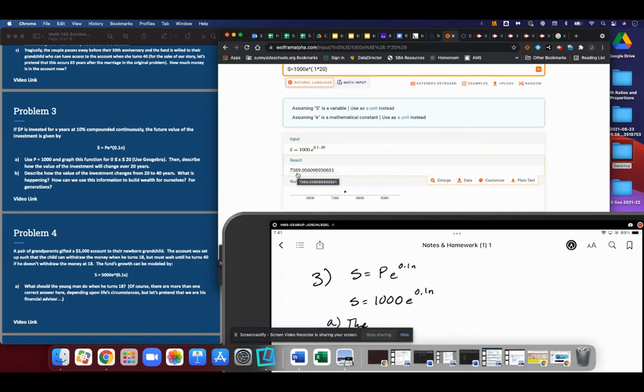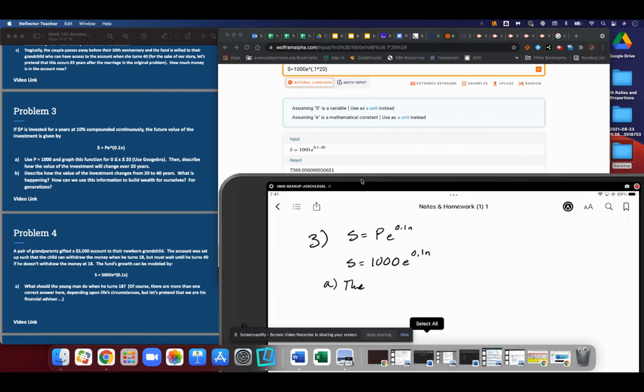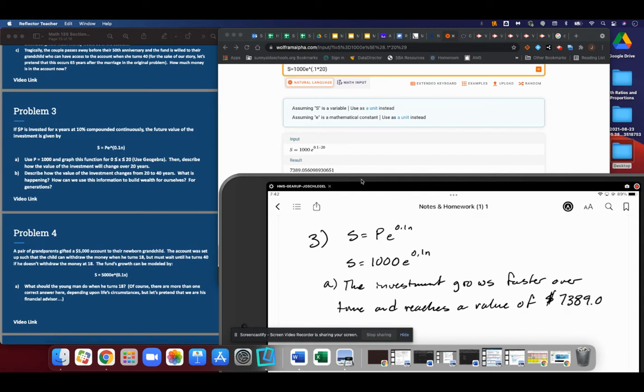So for part A, the investment grows faster over time and reaches a value of 7,389.06 in 20 years. So 06, not 05. I did a bad job rounding there.